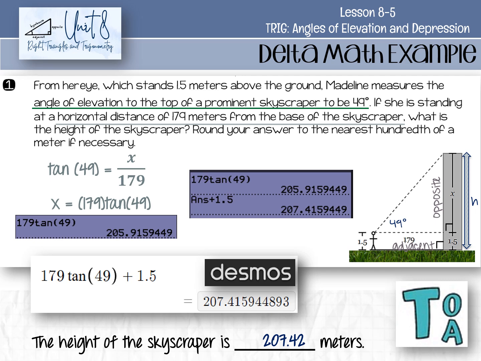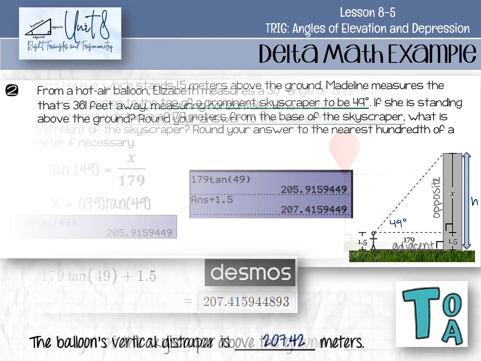We get about 207.42, because it says this time round to the nearest hundredth. Delta Math is picky. They tell you where to round to. Make sure that's where you round to.